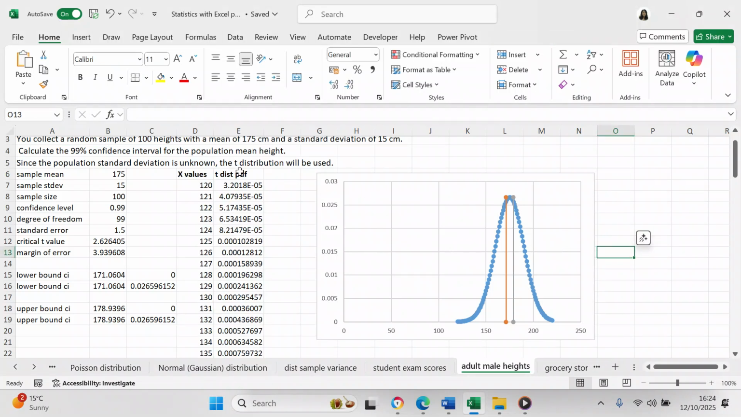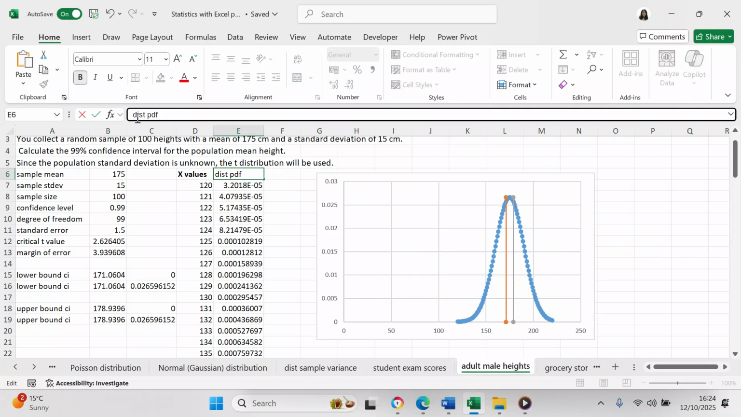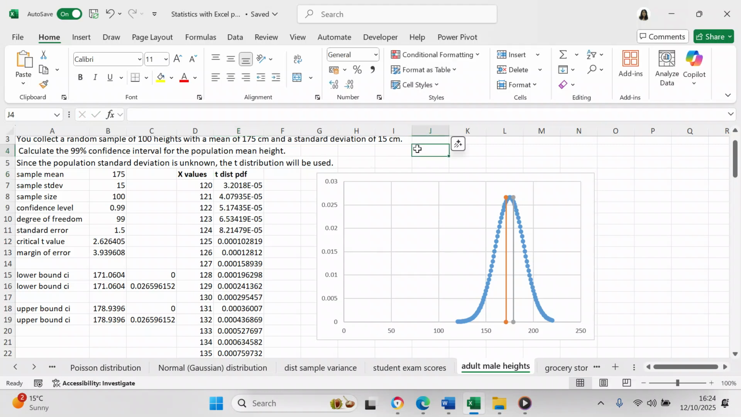I'll leave it as a T, but really it's not feasible to do it as a t-distribution. You have to do it as a normal distribution. So you can see that your lower bound confidence interval is 171.0604, and your upper bound is 178.9396. And so 99% of all the values are going to be between the lower bound and the upper bound.